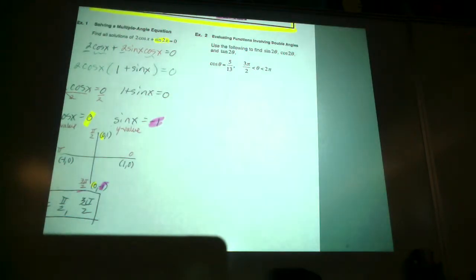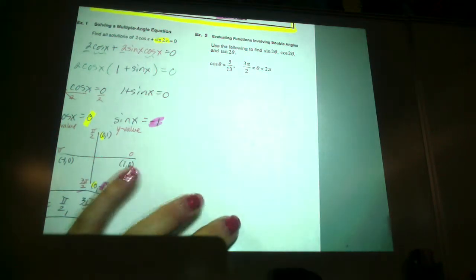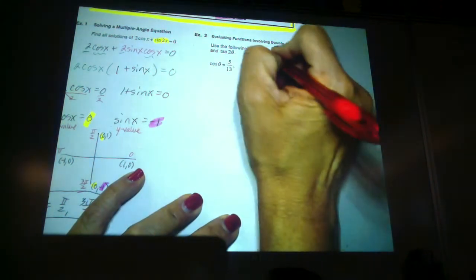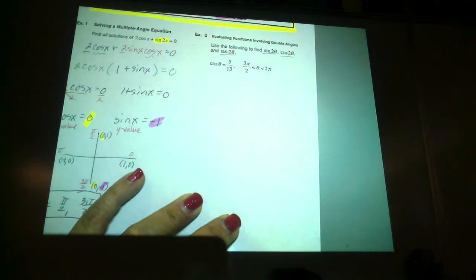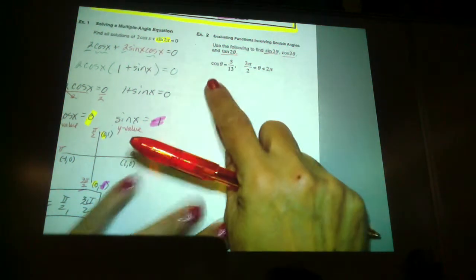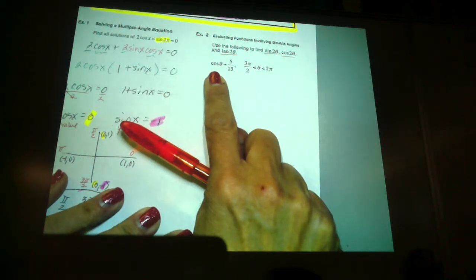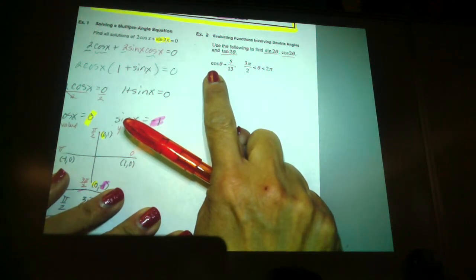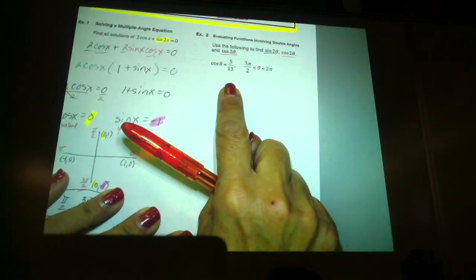All right, so then look at example 2. Now we are going to find sine of the double angle, cosine of the double angle, and tangent of the double angle. And all that they give you, and we've had this before, they say that the cosine of the angle, not the double angle, but the cosine of the angle is 5/13.